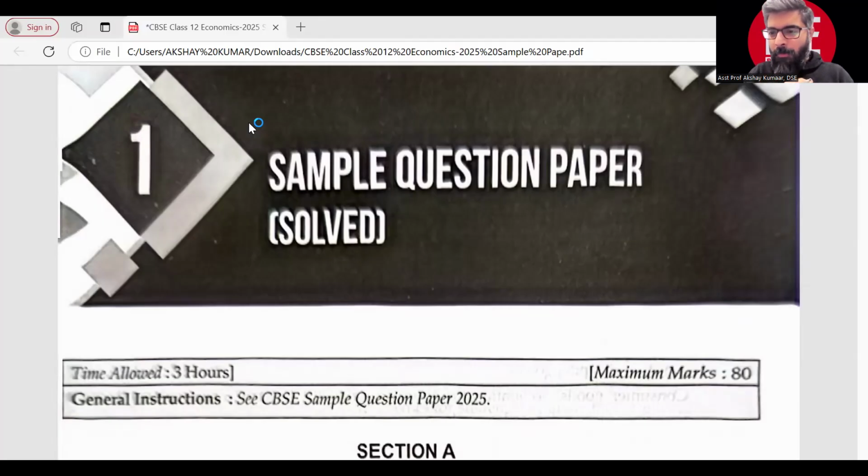Okay, I hope I'm audible to all my students who are attending this particular lecture for the CBSE Class 12th Economics course. In this lecture, I'm going to start with the discussion of the CBSE 2025 sample paper. All students can see the sample question paper on your screens, which corresponds to the year 2025.